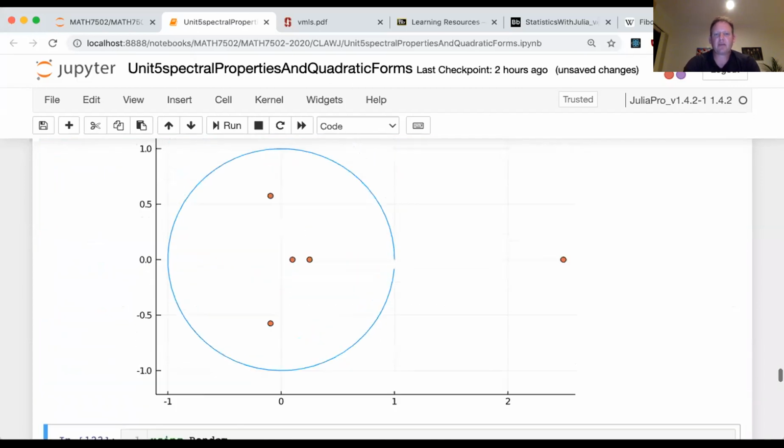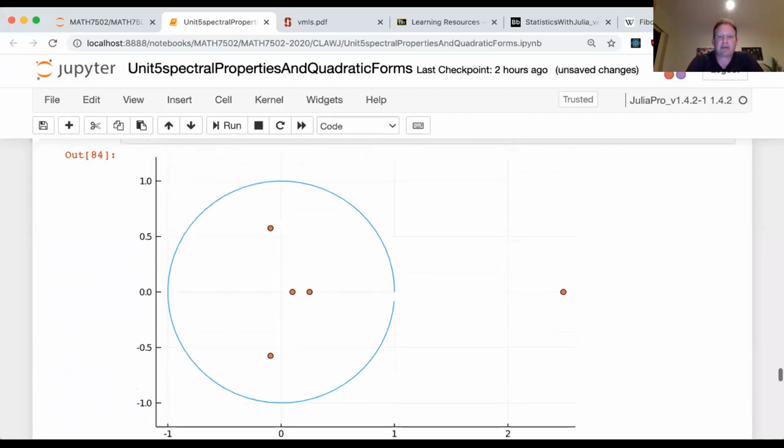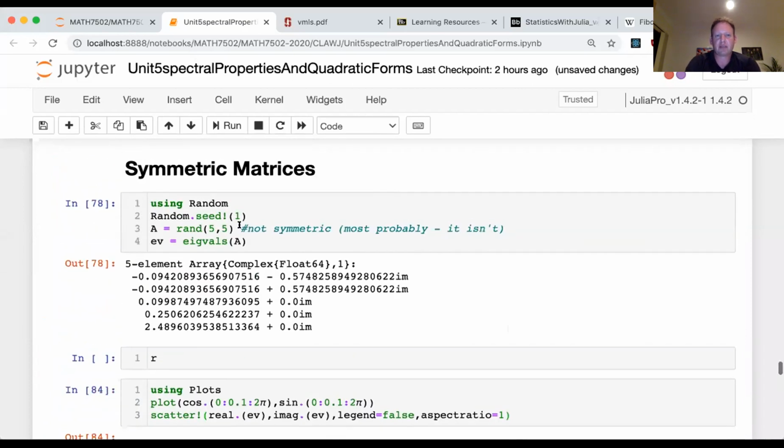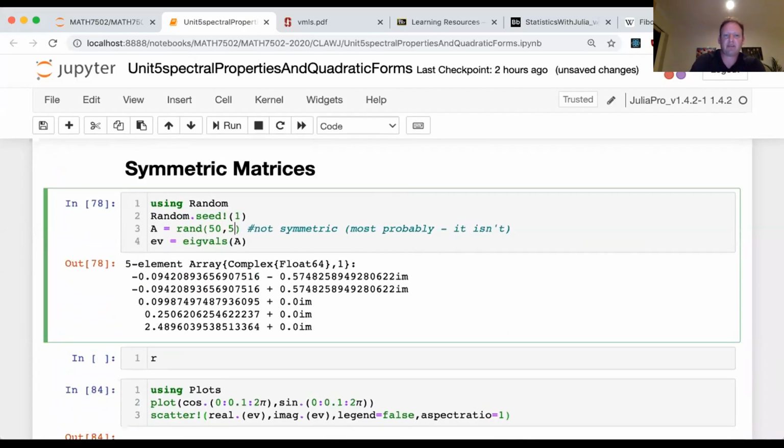Okay, so this is what you'd call the plot of the spectrum of the matrix. Now what you see here are 4 of the eigenvalues, 2 of them are complex conjugates, and you've got 3 reals, okay? Just to make this kind of, you can do then a 50 by 50, for example.